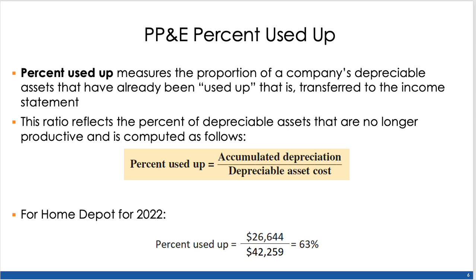This yields our next ratio, our PP&E percent used up. What proportion of the company's depreciable asset base has already been used up? In other words, transferred to the income statement as a depreciation expense. So you take the accumulated depreciation and divide it by the depreciable asset cost, and that is the percentage that is, from an accounting perspective, no longer productive. For Home Depot, you can see here that is over half. It's about 63% used up.